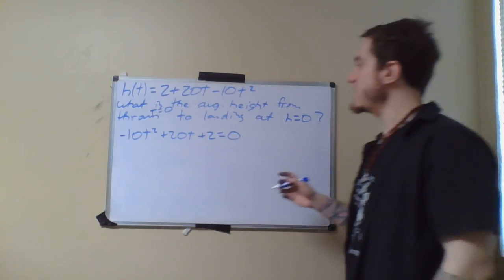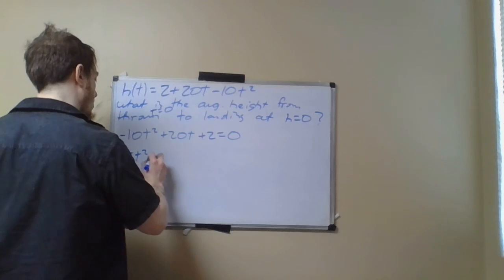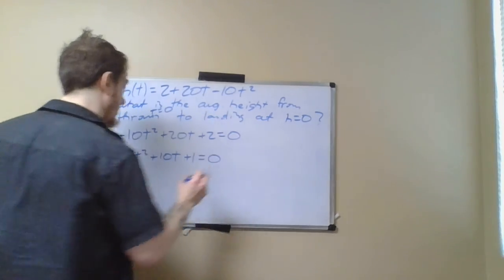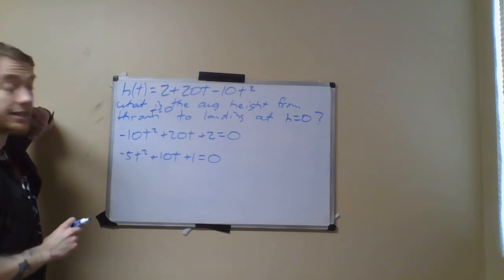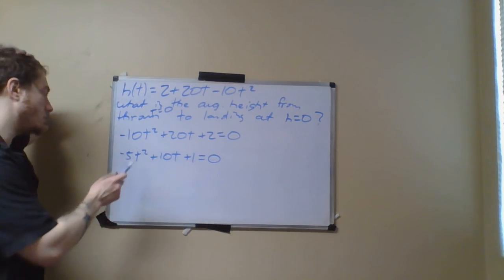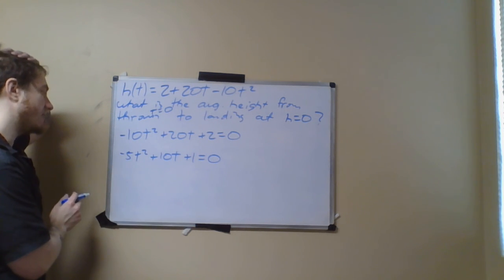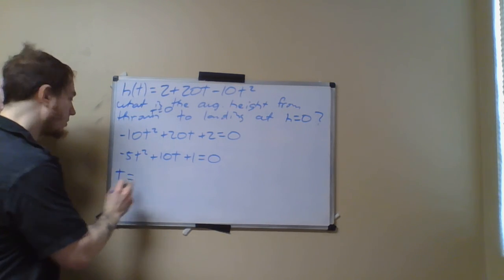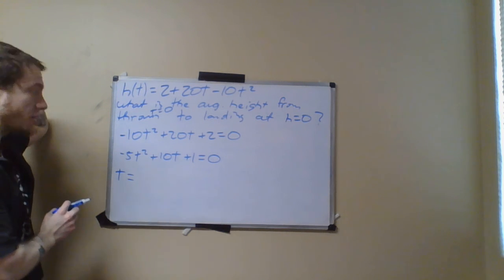Now, when we do this, this is the same as minus 5t squared plus 10t plus 1 being equal to 0. And this doesn't factor nicely, unfortunately, because I don't have two numbers that add to 10 and multiply to negative 5. So we're just going to have to use the quadratic formula here. Or you could use completing the square. But most people, I think, prefer to use the quadratic formula.